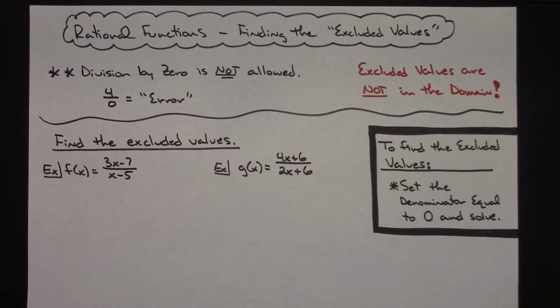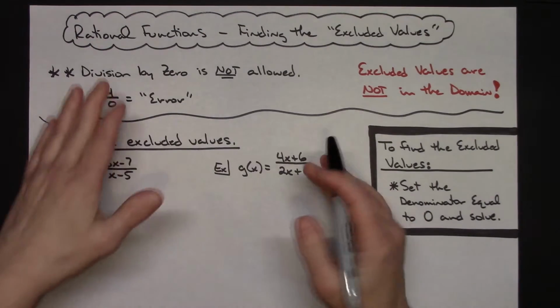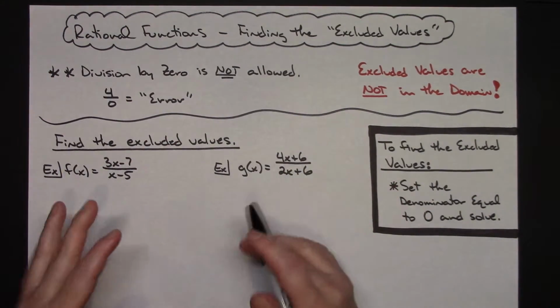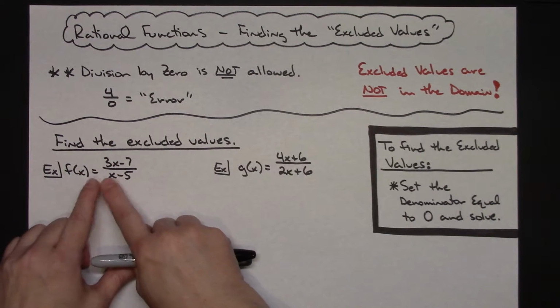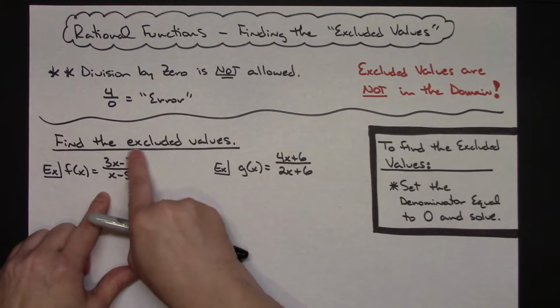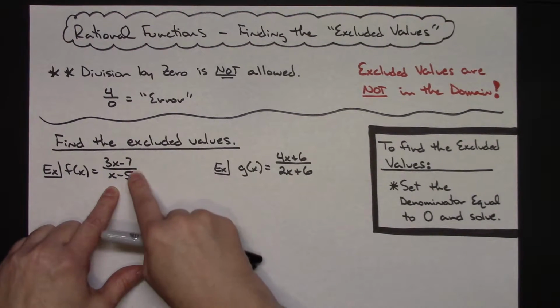Today I want to take a look at finding your excluded values when you have rational functions. Before we go about doing this, as soon as you hear rational functions, you should be thinking, oh, it's going to look like a fraction. I've got an example down here, f of x equals 3x minus 7 over x minus 5. That's a rational function. It looks like a fraction.